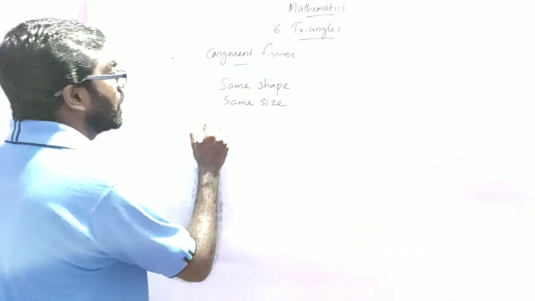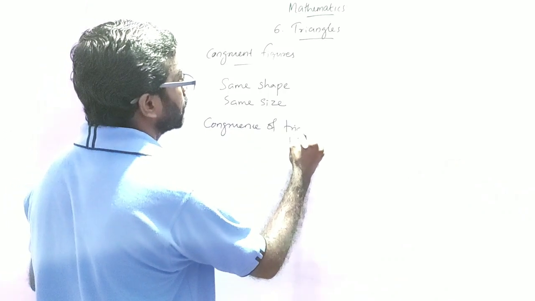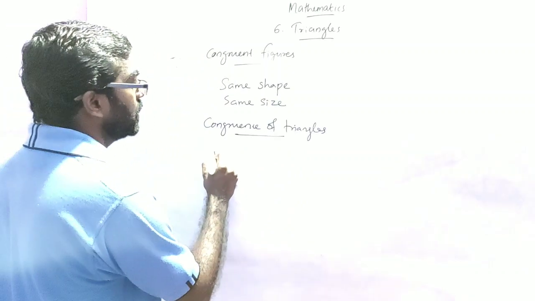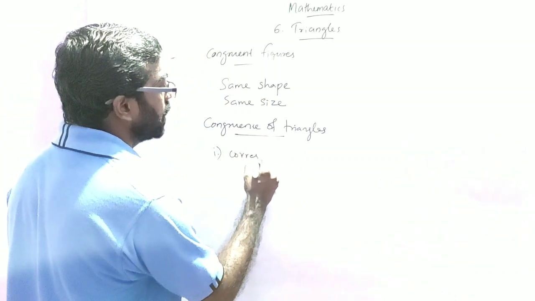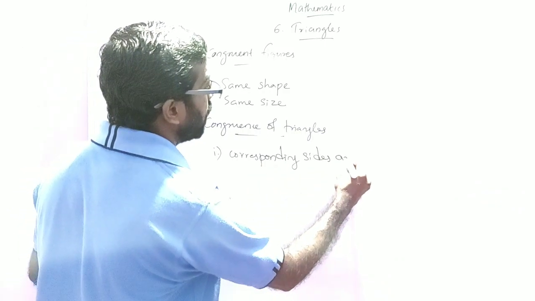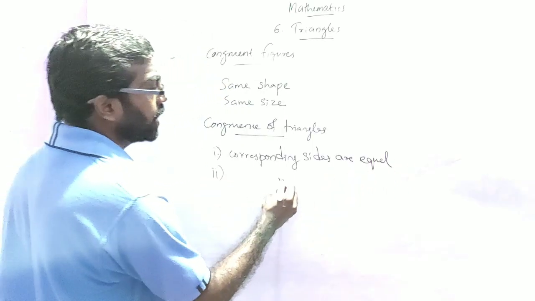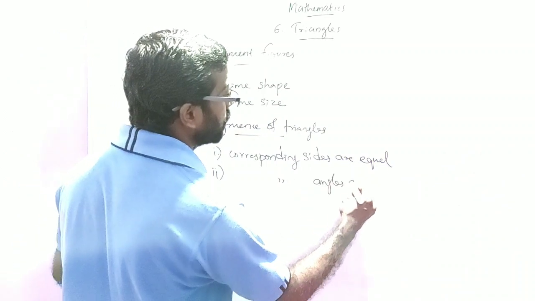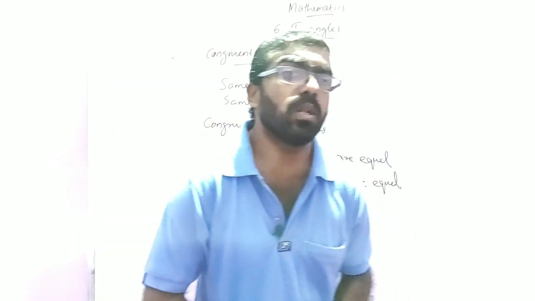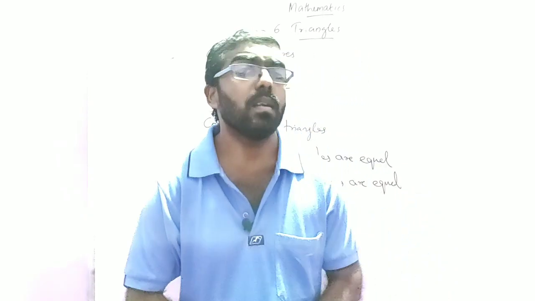And if we come to congruence of triangles, we have two conditions. First one is the corresponding sides are equal. And the second point is the corresponding angles are equal. Two triangles are said to be congruent if their corresponding angles are equal and their corresponding sides are equal.